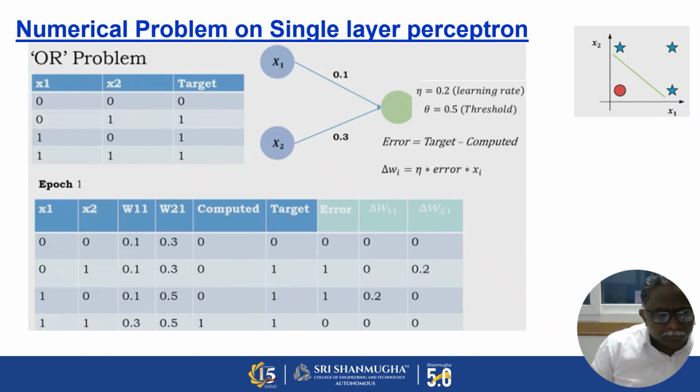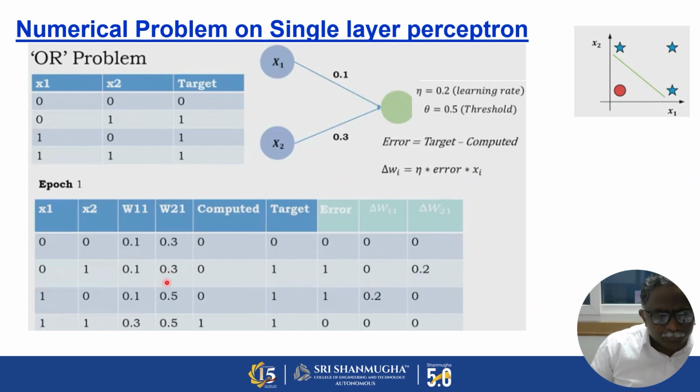When we computed for the case of 0 and 1, we have the similar weight, and the change in weight is going to be, in the case of del W21, 0.2. So this 0.2 has to be updated. Basically, the updated weight is the old weight plus the change in weight. So what is happening is that there is a shift from 0.3 to 0.5.